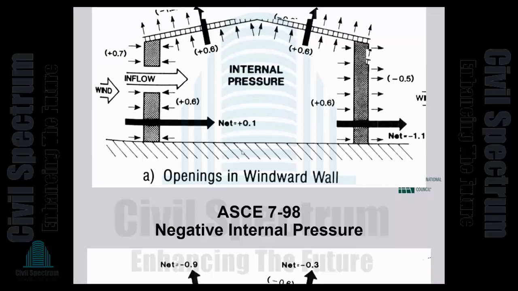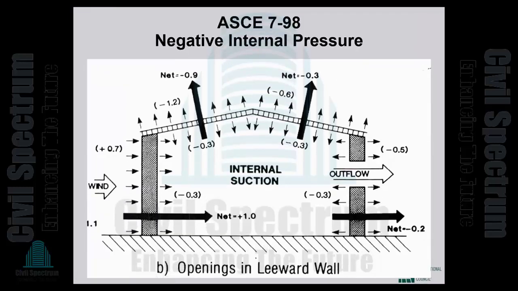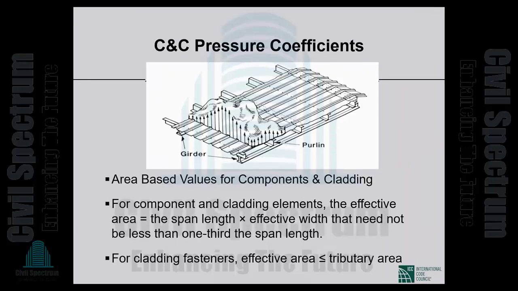The next picture is positive internal. I'm sorry, the previous picture was positive internal pressure. This is negative internal pressure. Please take a look at the two pictures and you will get a full grasp of this G times C_p minus G times C_pi, the external pressure minus the internal pressure.